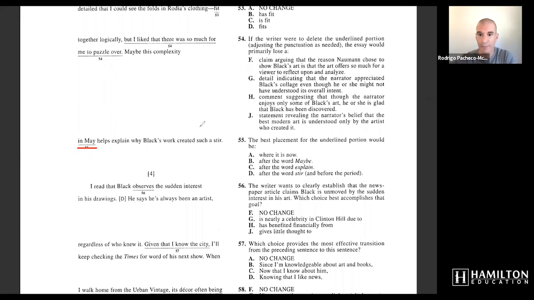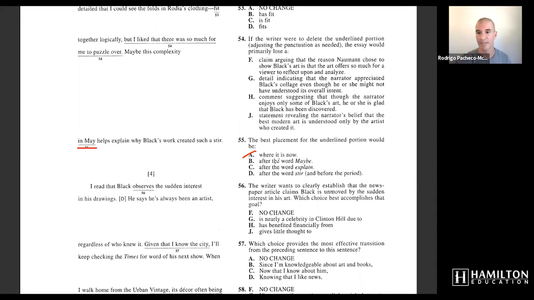Okay, so can we leave it where it is? This complexity in May. That is a misplaced modifier because this complexity refers to the complexity of the artist's art. This complexity in May suggests that the month of May had some complexity, right? Again, a modifier is going to modify exactly what is next to it.